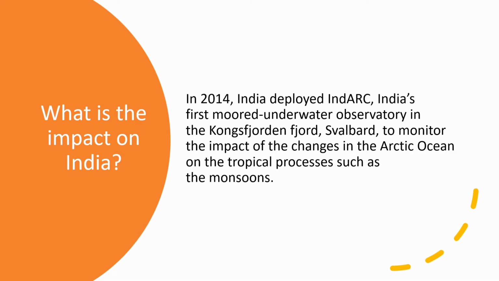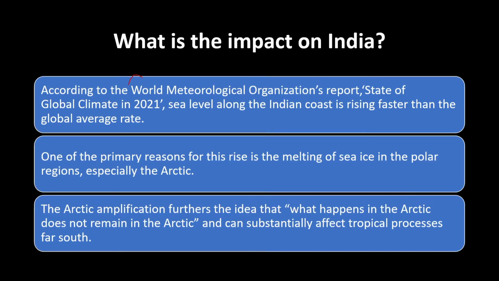India also deployed a research station in the Arctic region known as IndArc. It also works in the Svalbard region, which I have shown earlier. So it is also conducting a study on the Arctic Ocean amplification and its impact on the monsoon and other regions. There is a report by the World Meteorological Organization known as State of the Global Climate in 2021. It also indicates that the sea level along the Indian coast is rising faster than the global average rate. And it says that a primary reason for this is amplification in the Arctic region. So this report also gives a hint of Arctic amplification and its impact on Indian coastal regions.